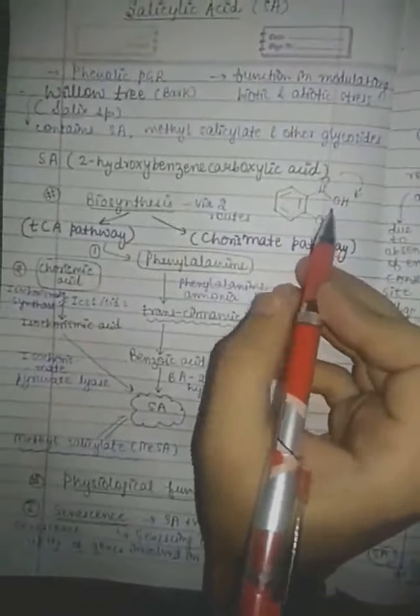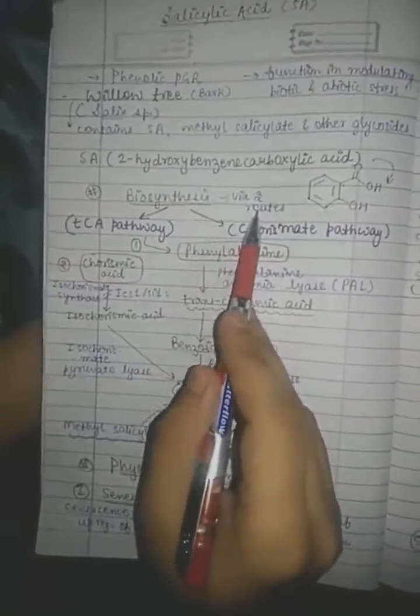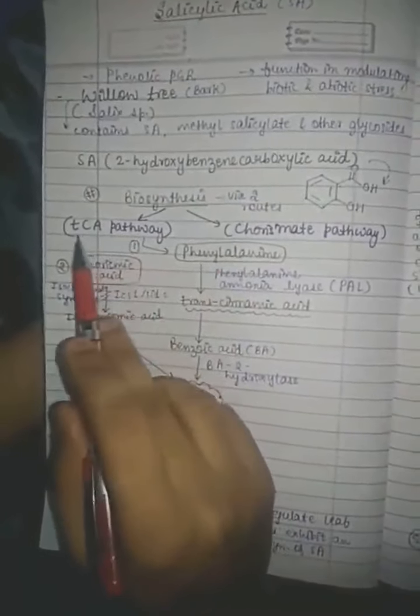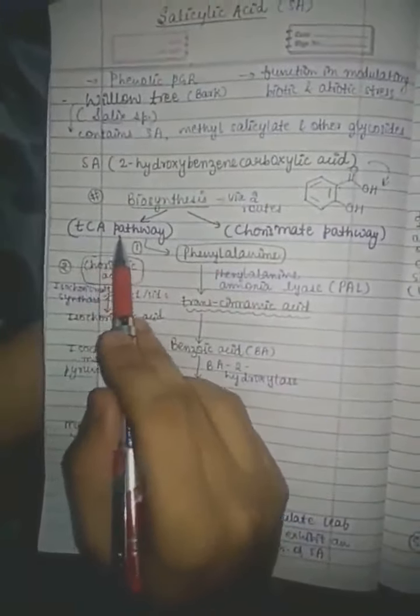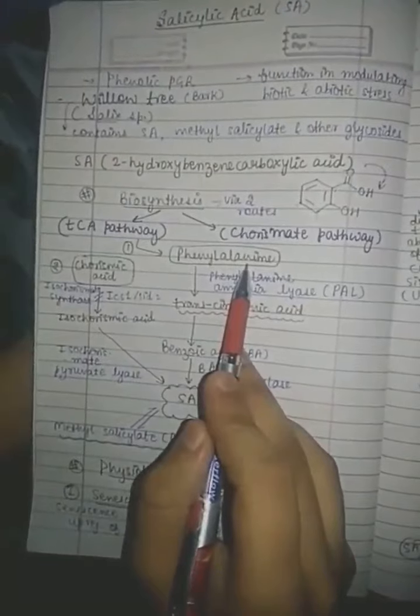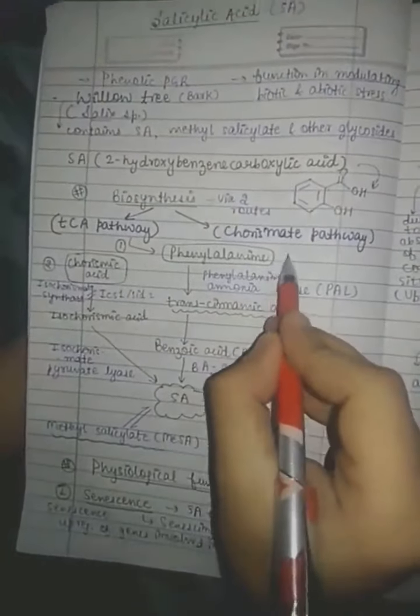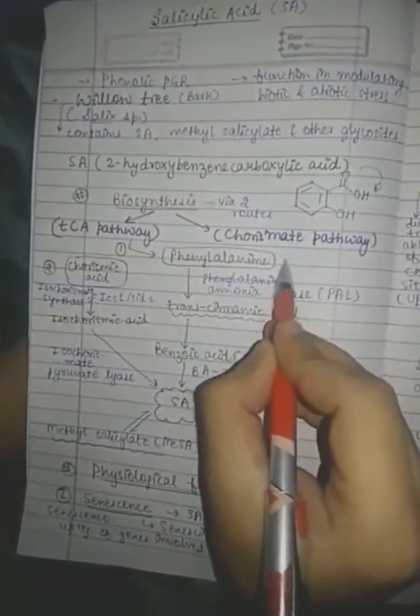Now we move on to biosynthesis. The biosynthesis of salicylic acid occurs via two routes. One is the TCA pathway, that is the trans-cinnamic acid pathway. The second one is the chorismate pathway. The first one, the trans-cinnamic acid pathway, starts with phenylalanine, one of the amino acids, an aromatic amino acid, which is also known as the precursor for the biosynthesis of salicylic acid.